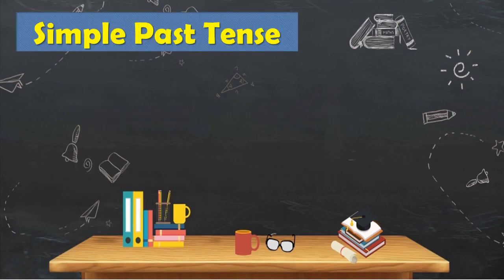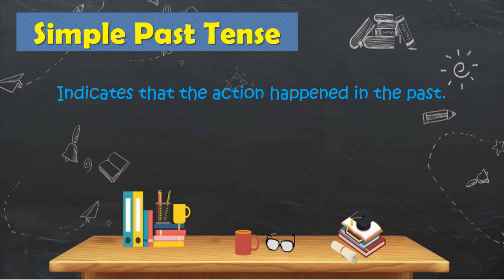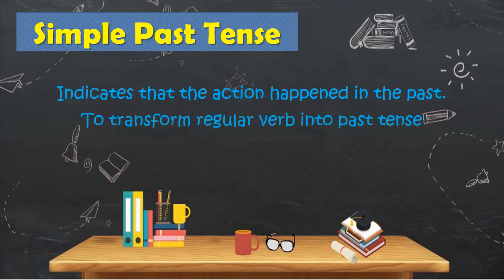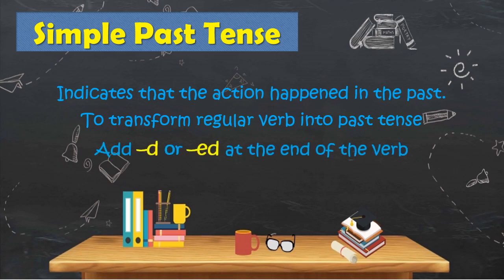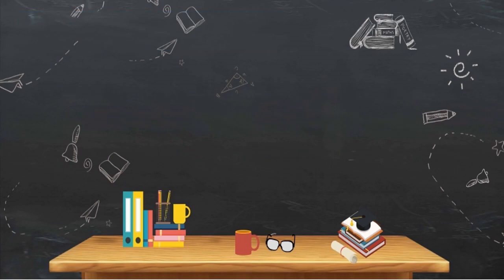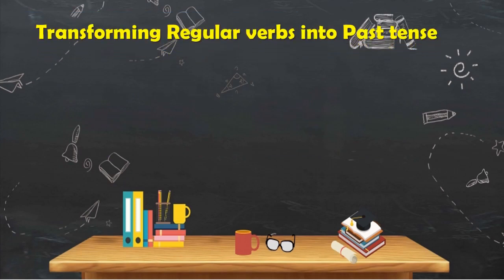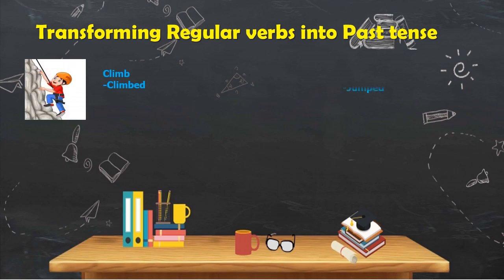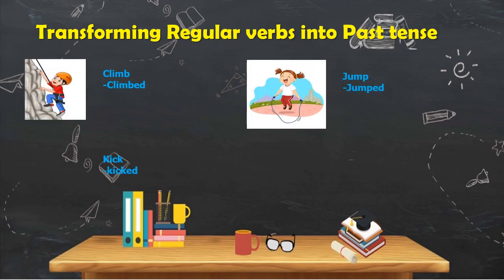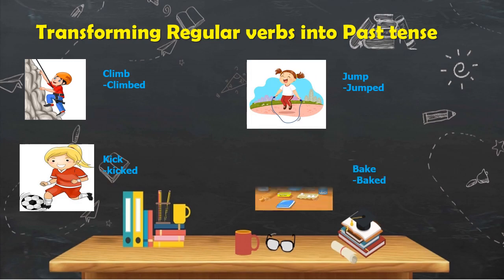Simple past tense indicates that the action happened in the past. To transform regular verb into past tense, add d or ed at the end of the verb. For example, climb into climbed, jump into jumped, kick into kicked, and bake into baked.